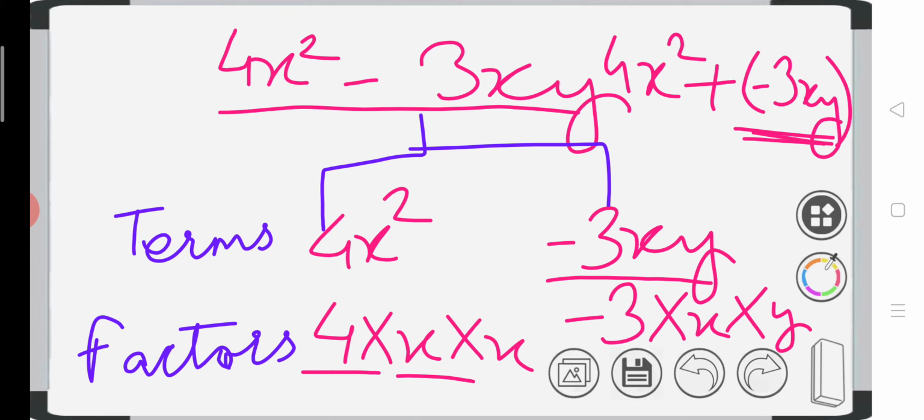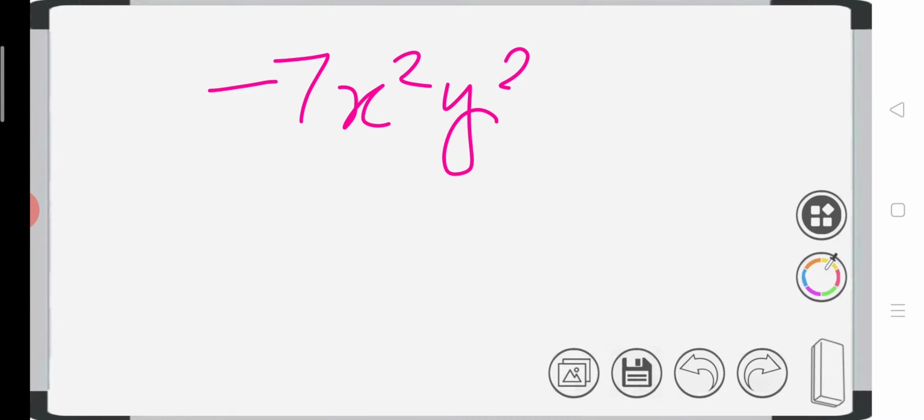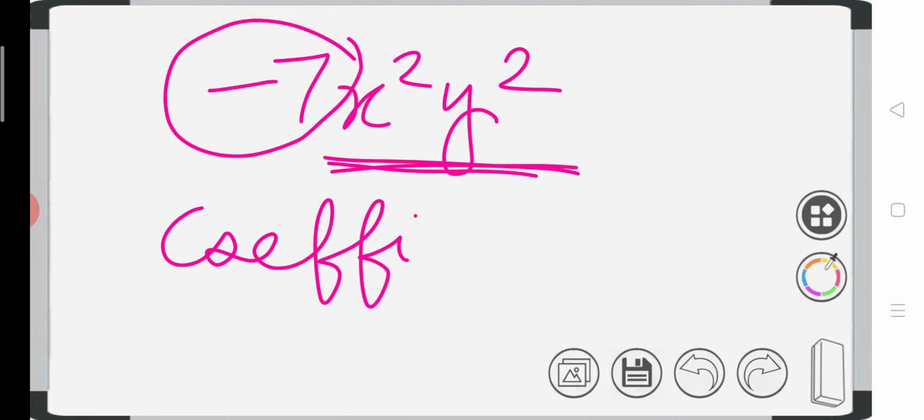Now we are going to learn about coefficients. So how do we know what the coefficient is in an expression. So you can take the example like minus 7x square y. The coefficient is the numeric factor. So you can say that these are variables, but minus 7 is the numeric factor. So coefficient will be minus 7.